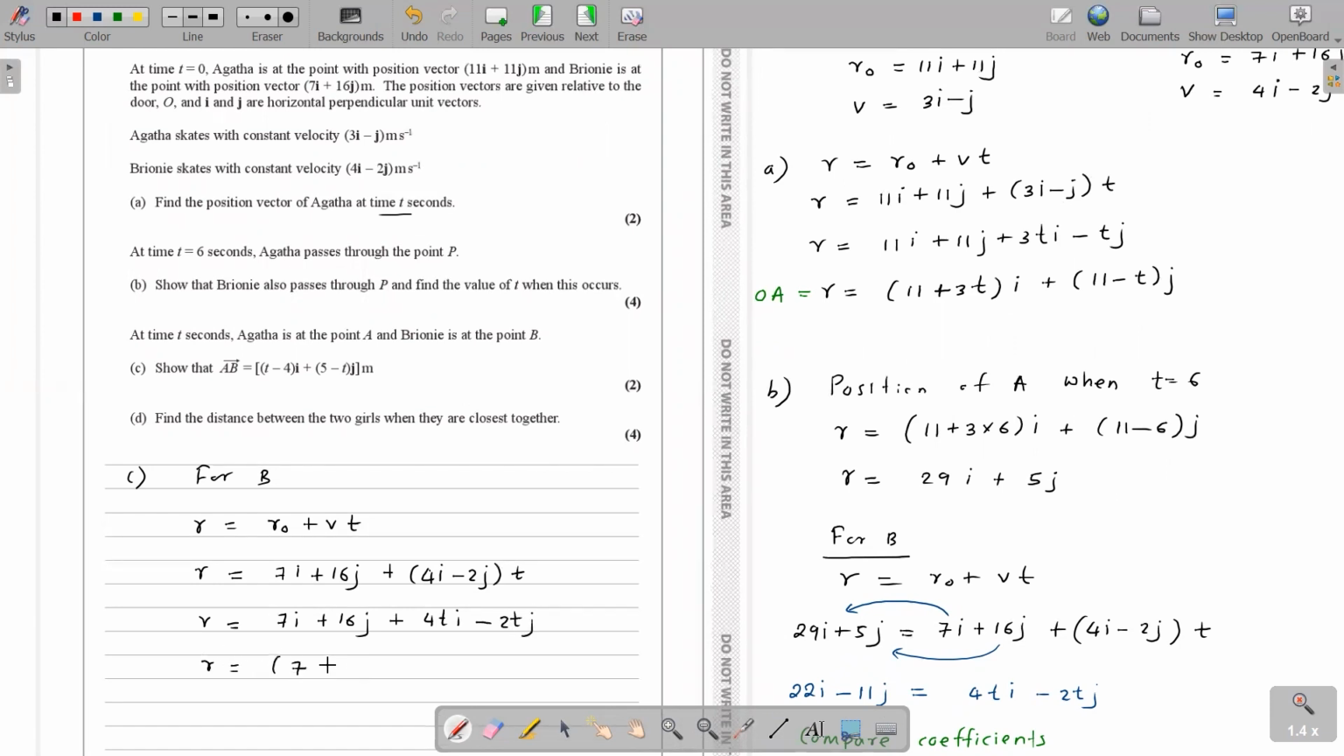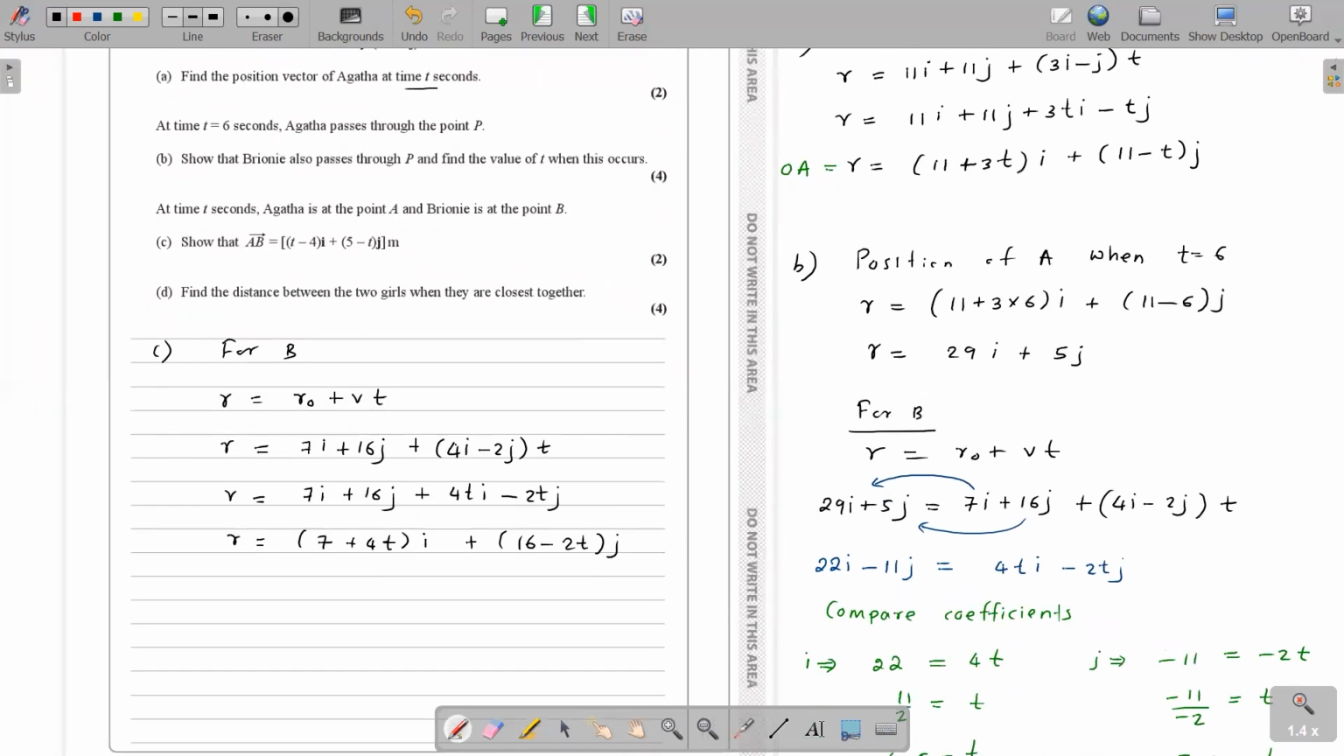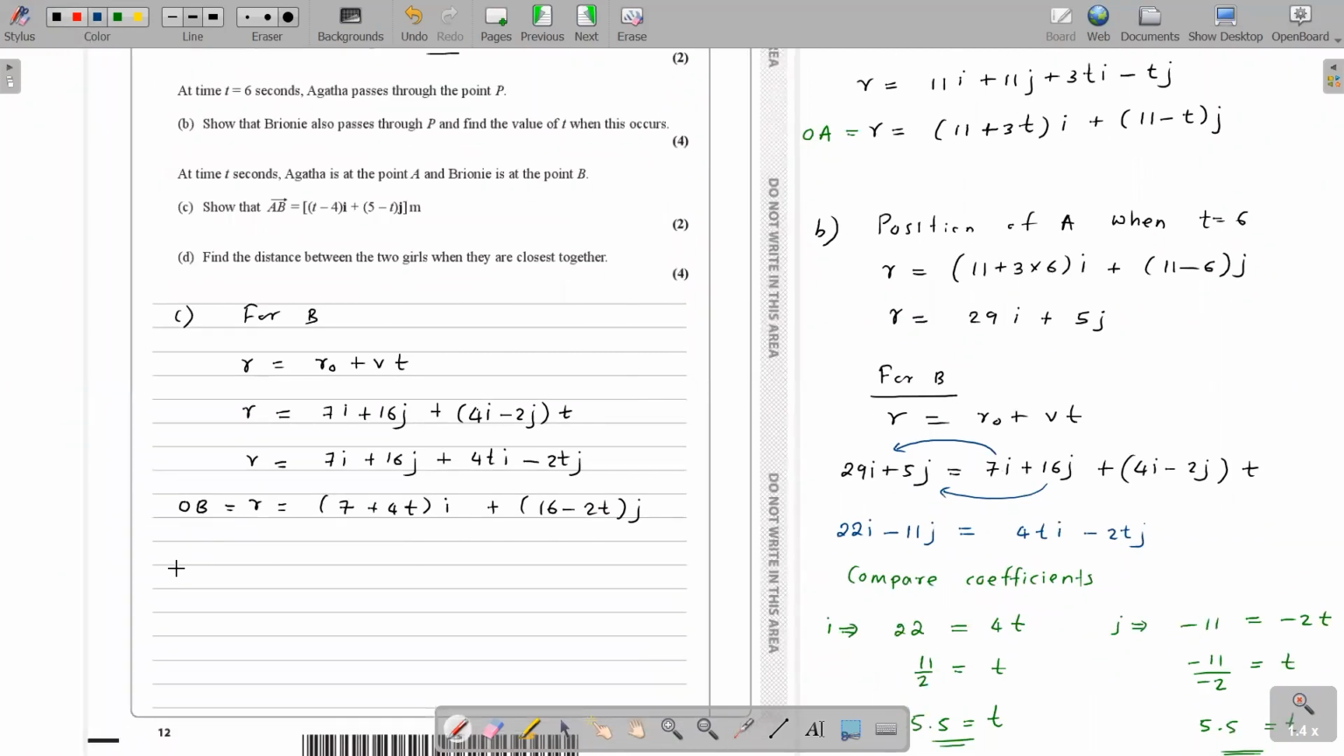So 7 plus 4t times i, and 16 minus 2t times j. Are you with me? So this is the R, which is what? This is the position of B, OB, the position of ship B with respect to the origin, because this gives you the x coordinate and the y coordinate measured from the origin. Do you agree? And now what are we supposed to find? We are supposed to find AB.